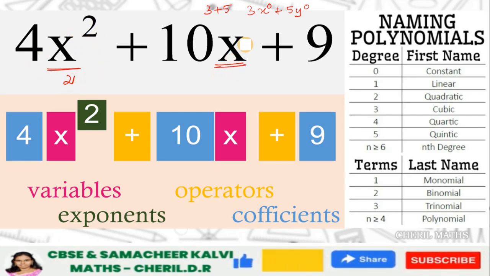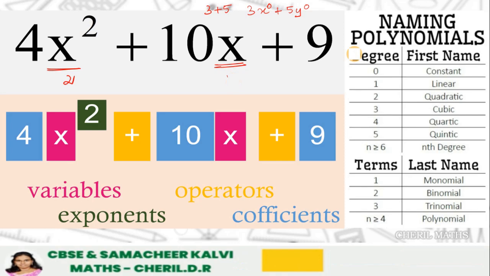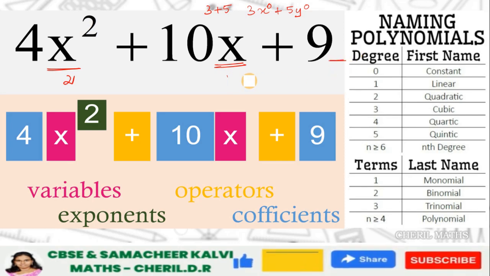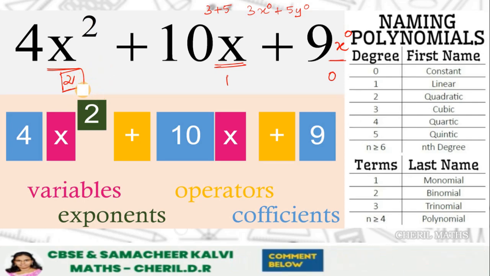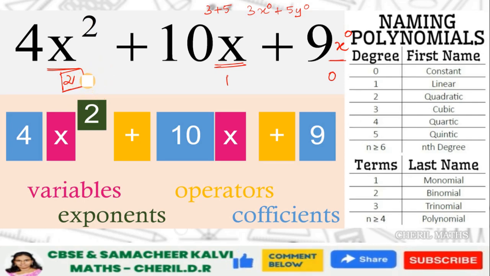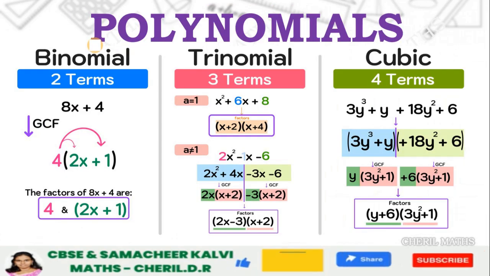Here the highest power is what? 1. Here you don't have any value, which means there is a term x power 0, so here it is going to be 0. If you look at all these powers, you can see that 2 is the highest power. If 2 is the highest power, then the degree of the polynomial is going to be 2. So the powers will tell us the degree of the polynomial.